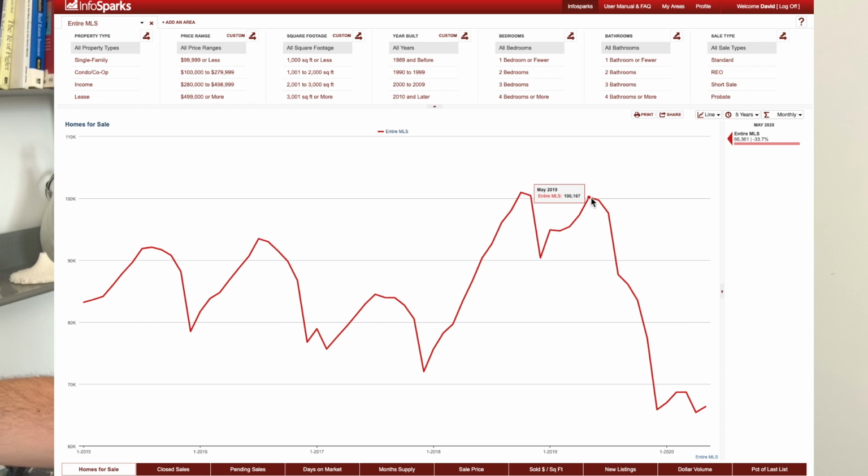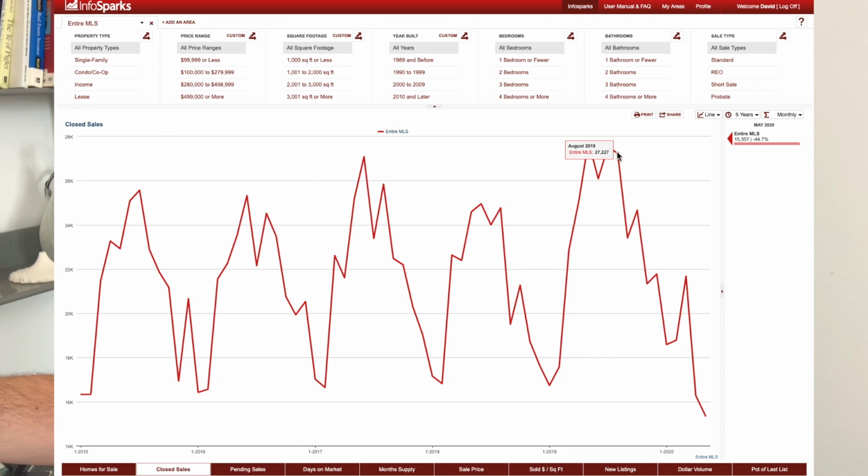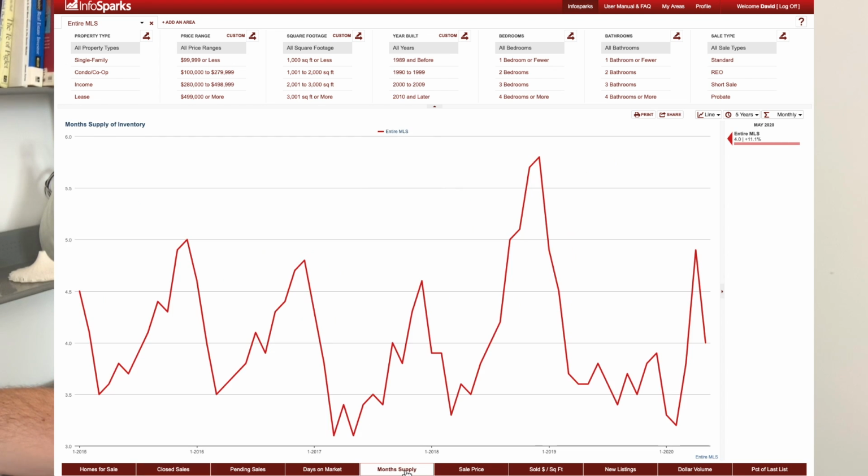This right here, May 2019, over 100,000 homes for sale. Now let's find that May 2019, only 27, almost 28,000 homes sold. So it's like 28% of what was on the market at that time. Not every home that gets listed sells the first time, for obvious reasons, but let's look at the month supply as well. This is what's really fascinating to me.